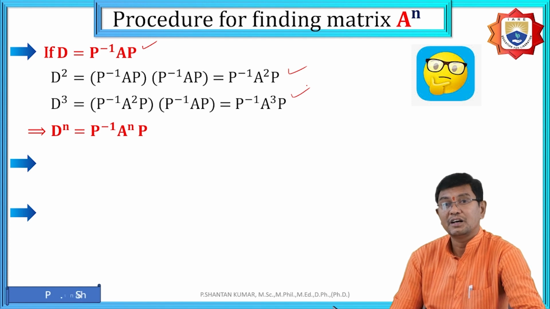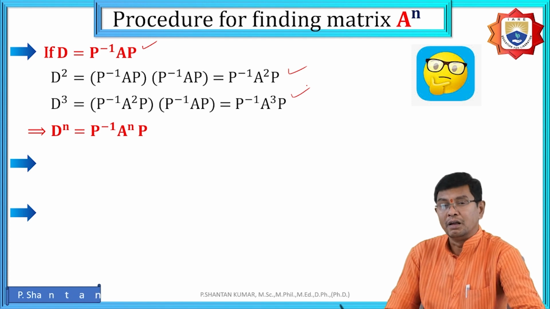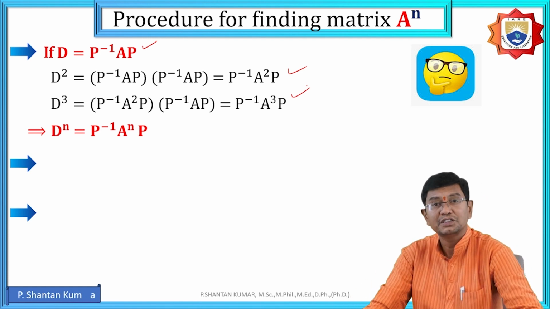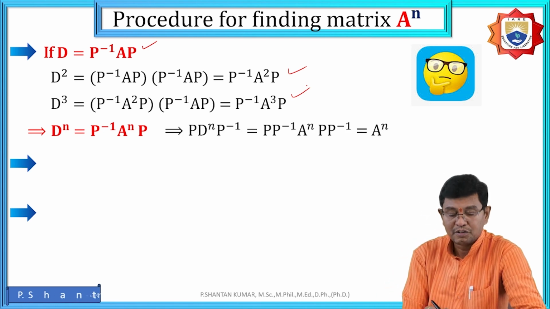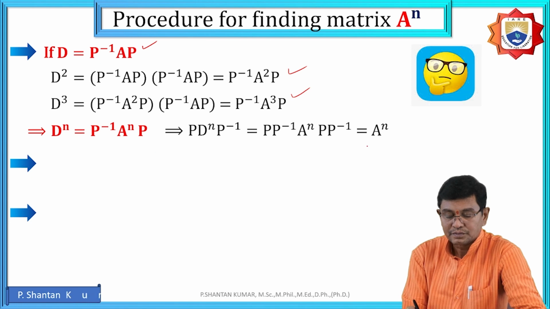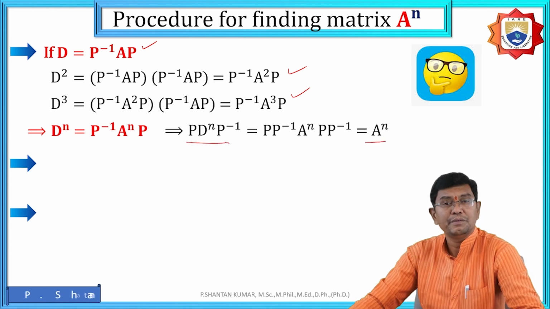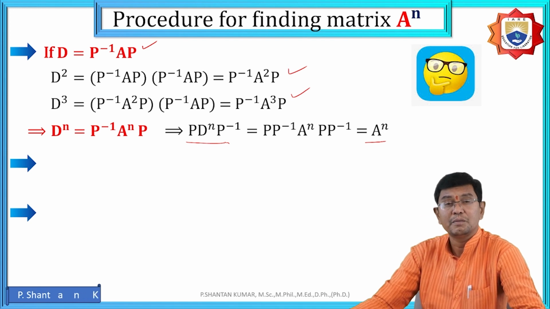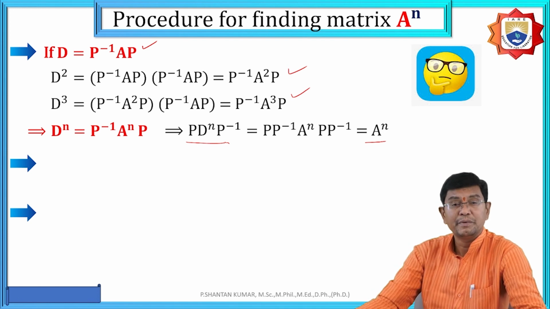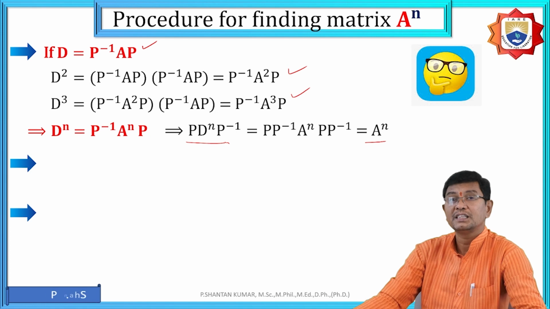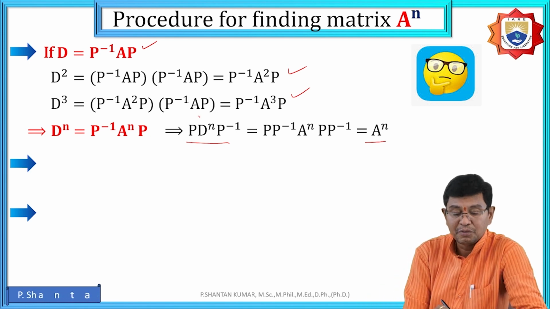Again, based upon the previous two steps, we get P inverse A cube P, and from this equation, A power n is nothing but P into D power n into P inverse. That means we need to remember that D is nothing but P inverse AP, and A power n is nothing but P into D power n into P inverse.